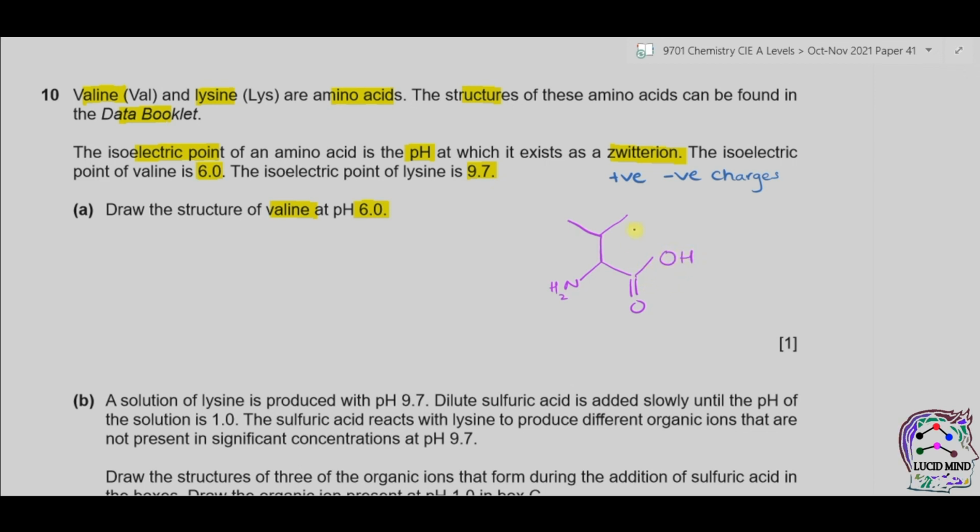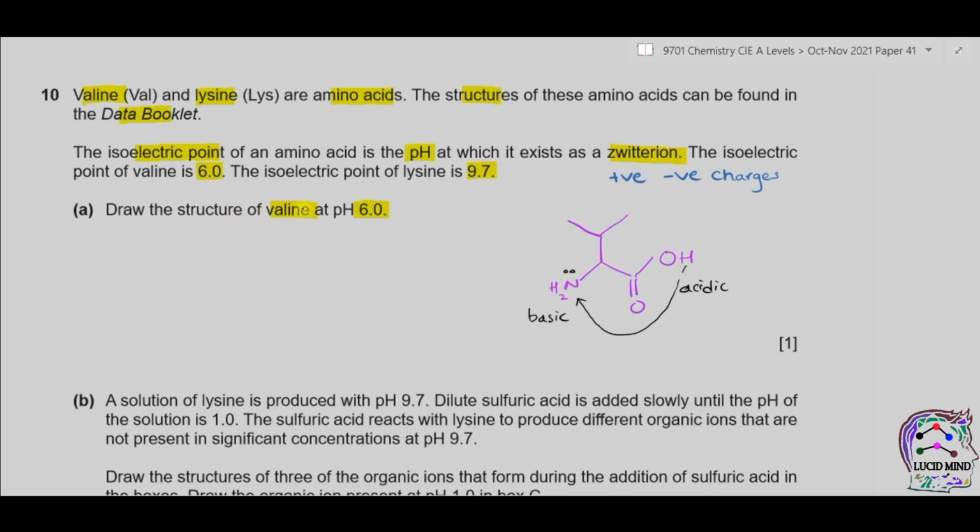Now in order to form the Zwitterion, what will happen is that this part, as it is the carboxylic acid or acidic part, will donate a proton. This proton is donated to NH2 because nitrogen has a lone pair of electrons and this is the basic part. So negative charge will come at this point and positive charge will come at this point.